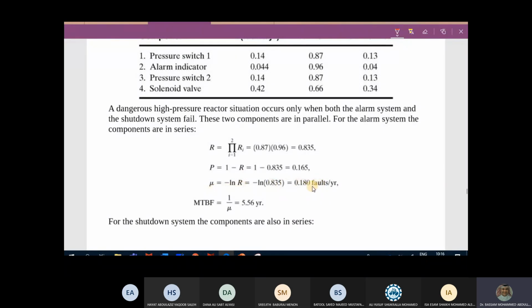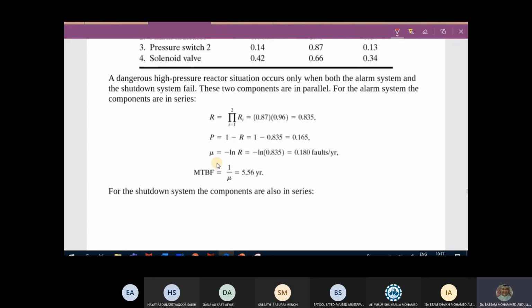We can calculate how many faults per year for the total, right? So this is if we said that they are in series, right? And what is the mean time between failures? You just divide it. 1 divided by mu, you get the mean time between failures. So from one failure to another failure, it is 5.56.